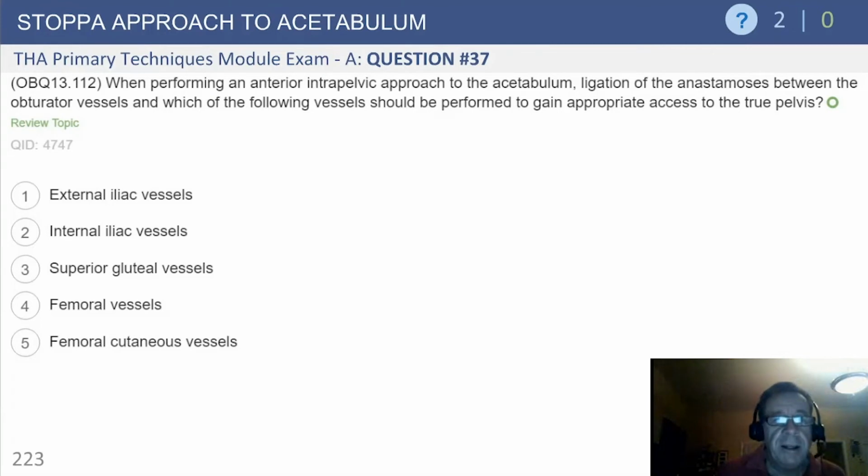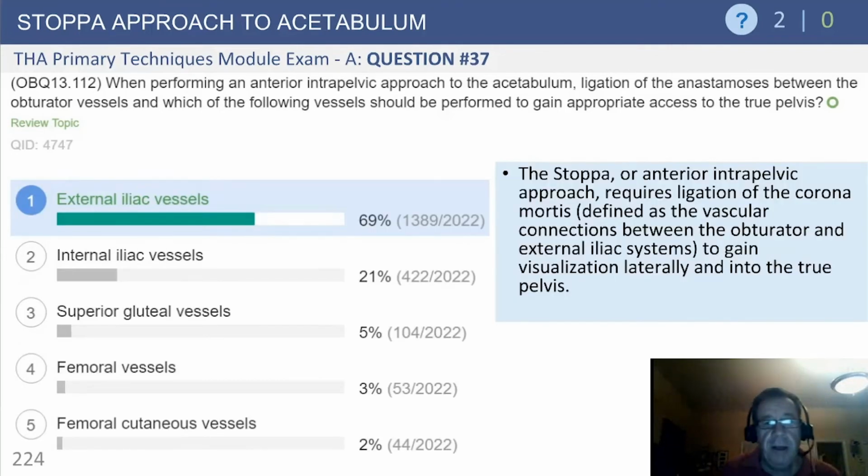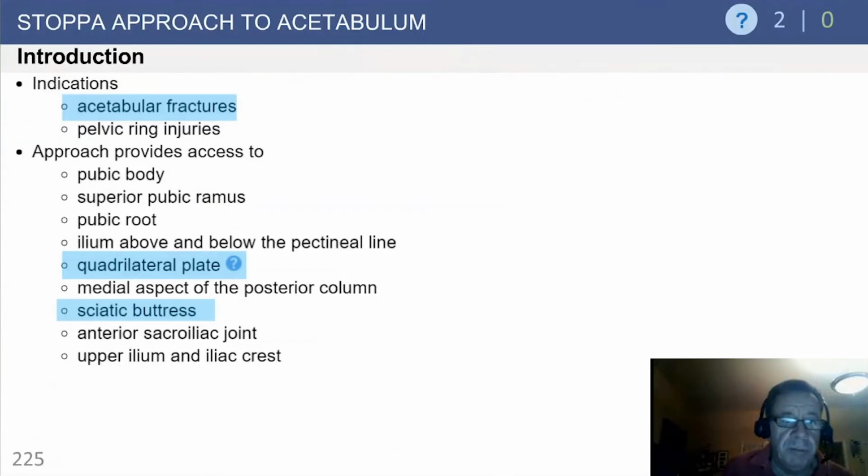When performing an anterior intrapelvic approach to the acetabulum, ligation of the anastomosis between the obturator vessels and which of the following vessels should be performed to gain appropriate access to the true pelvis: external, internal iliac, superior gluteal vessels, femoral vessels, or the femorocutaneous vessels. And this anastomosis is between the obturator vessels and the external iliac vessels, and again, to gain visualization requires ligation in order to maximize that.